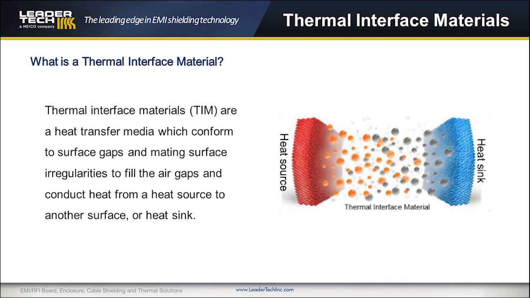What is a thermal interface material? Thermal interface material, also known as TIM, is a heat transfer media which conforms to surface gaps and mating surface irregularities to fill the air gaps and conduct heat from a heat source to another surface or heat sink.